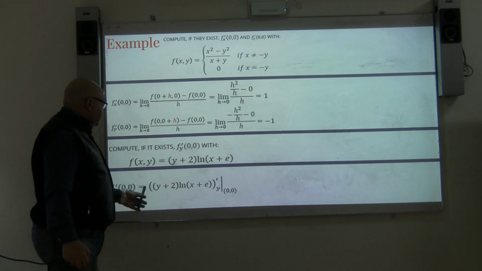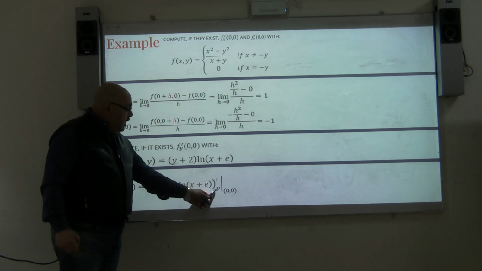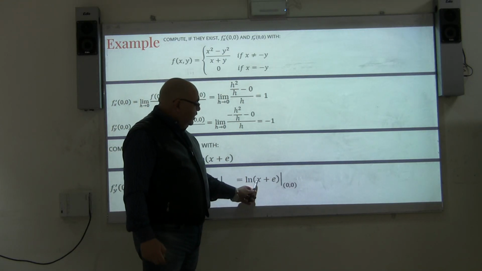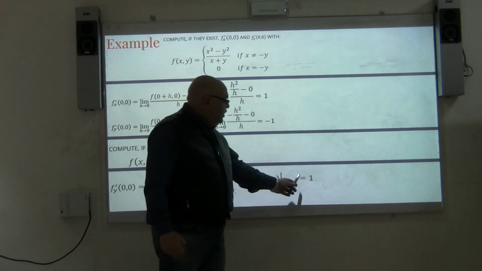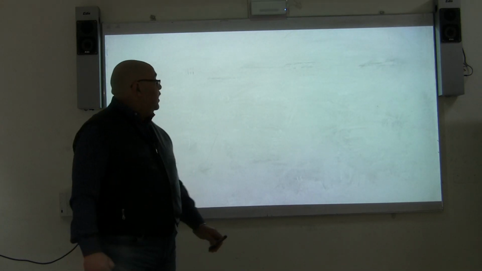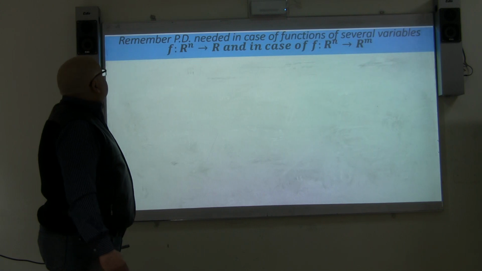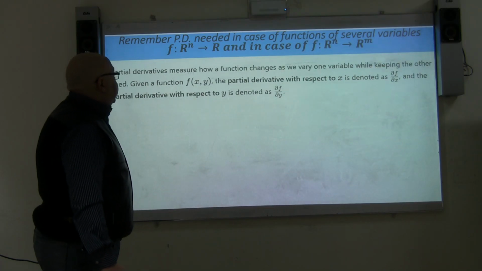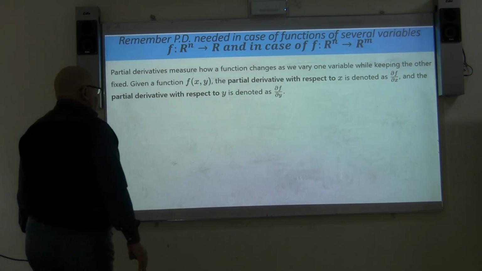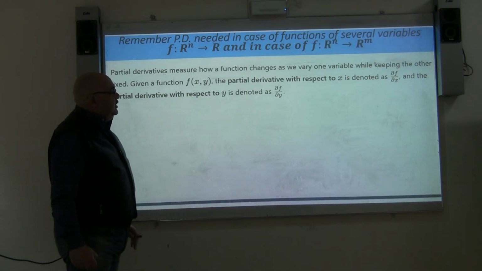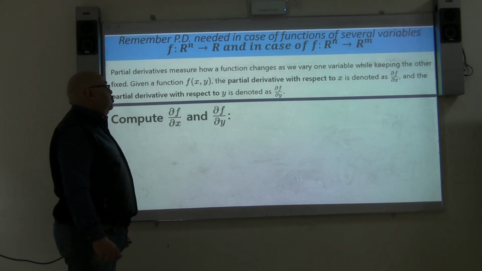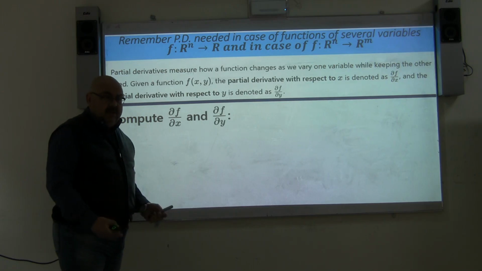So once more, this is y plus 2 ln x plus e. I will do the derivative with respect to y. It's going to be ln x plus e. I will make the substitution, replacing x with 0. So that's the result, which is positive 1, as you can see. Okay, once more, I want you to remember, in the case of functions of several variables, R^n into R, or in the case of R^n into R^n, those are the partial derivatives and how they work together either in the x direction or in the y direction. I will give you more examples just to increase your ability in partial derivatives.